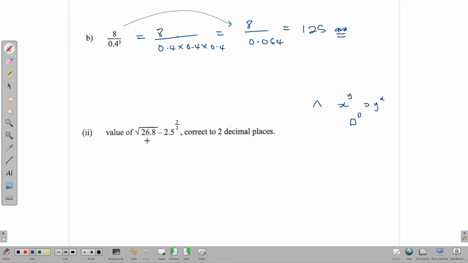You will notice your power button there. So we find the root of 26.8, and the root of 26.8 here is 5.177, minus 2.5 raised to the 1.5, or 3 over 2, which gives us 3.953. And then what we need to do is just subtract these two. Subtracting here and writing our answer, we have 1.224. We need to write our answer to 2 decimal places, so that turns out to be 1.22. And that's our answer. Moving on to the other part of the question.